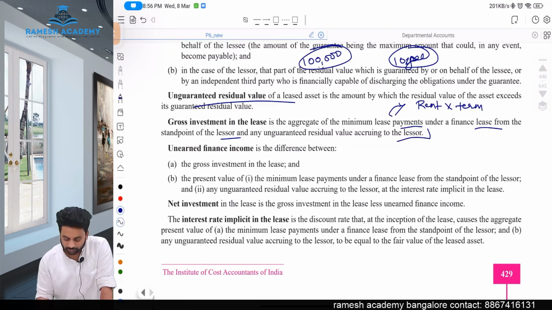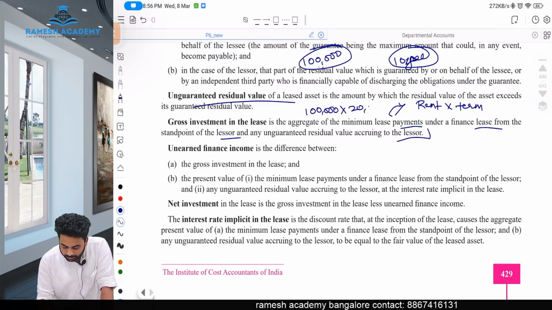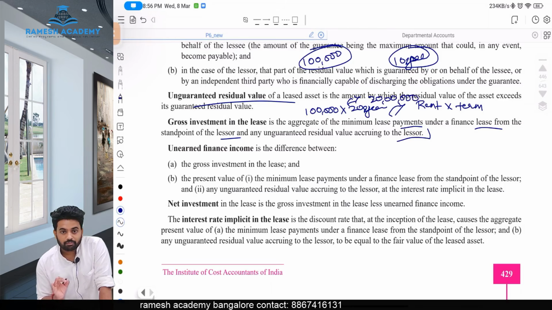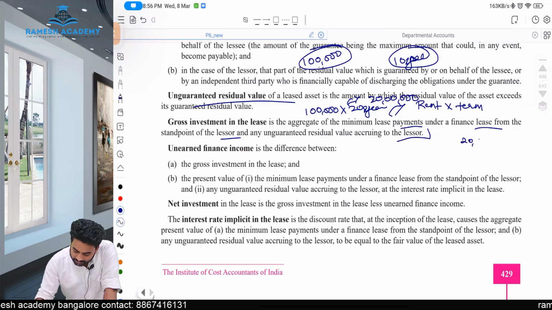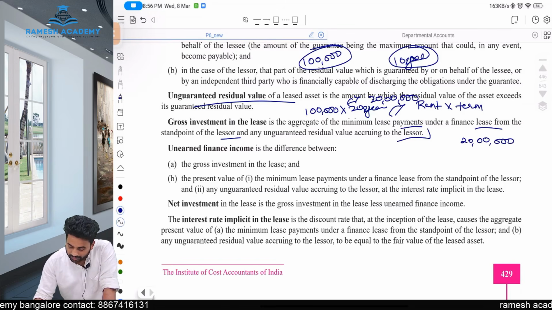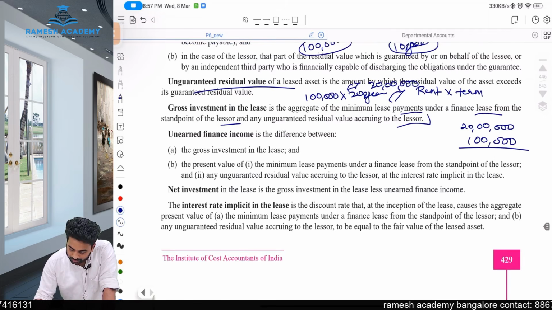How much? How many terms? For example, you are going to pay 1 lakh rupees each for the next 20 years, irrespective of whether you use it or not. This is 20 lakh rupees. Minimum lease payment is not only that. You have to add any guaranteed residual value if you have given. For example, 20 lakh towards rent, and you have given a guarantee of 1 lakh rupees. So this also forms part of your minimum lease payment. So minimum lease payment is 21 lakh.